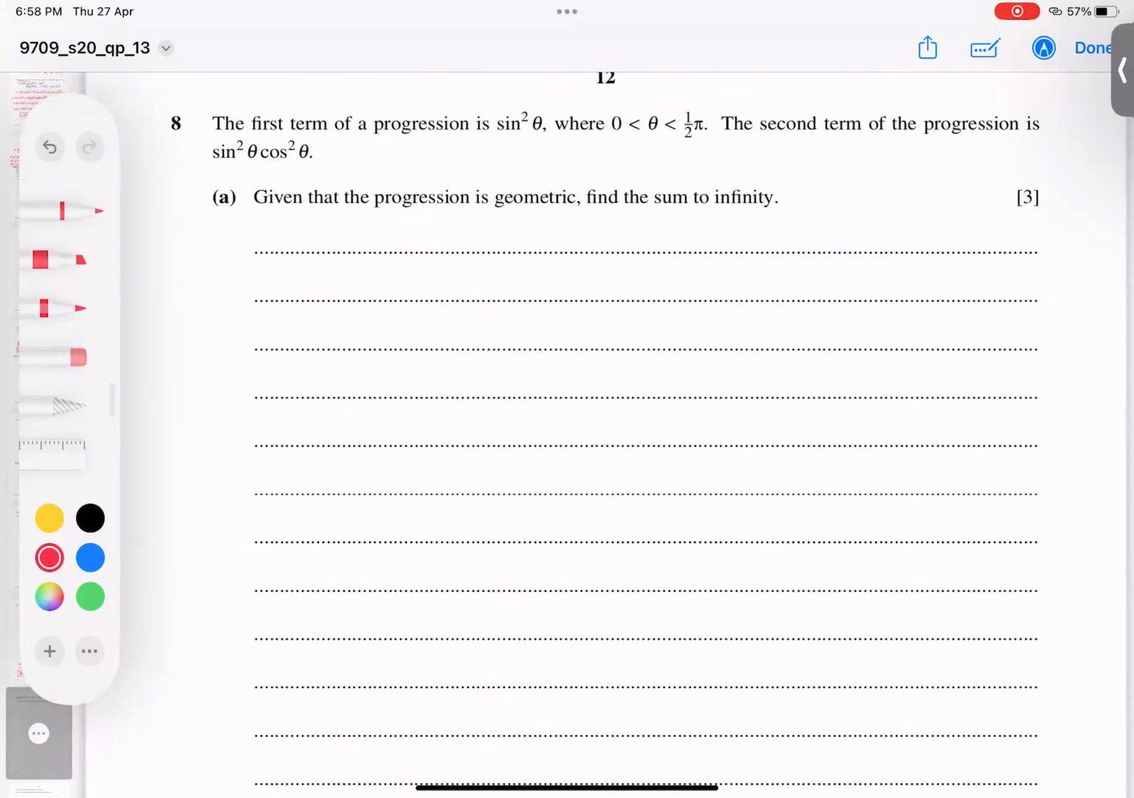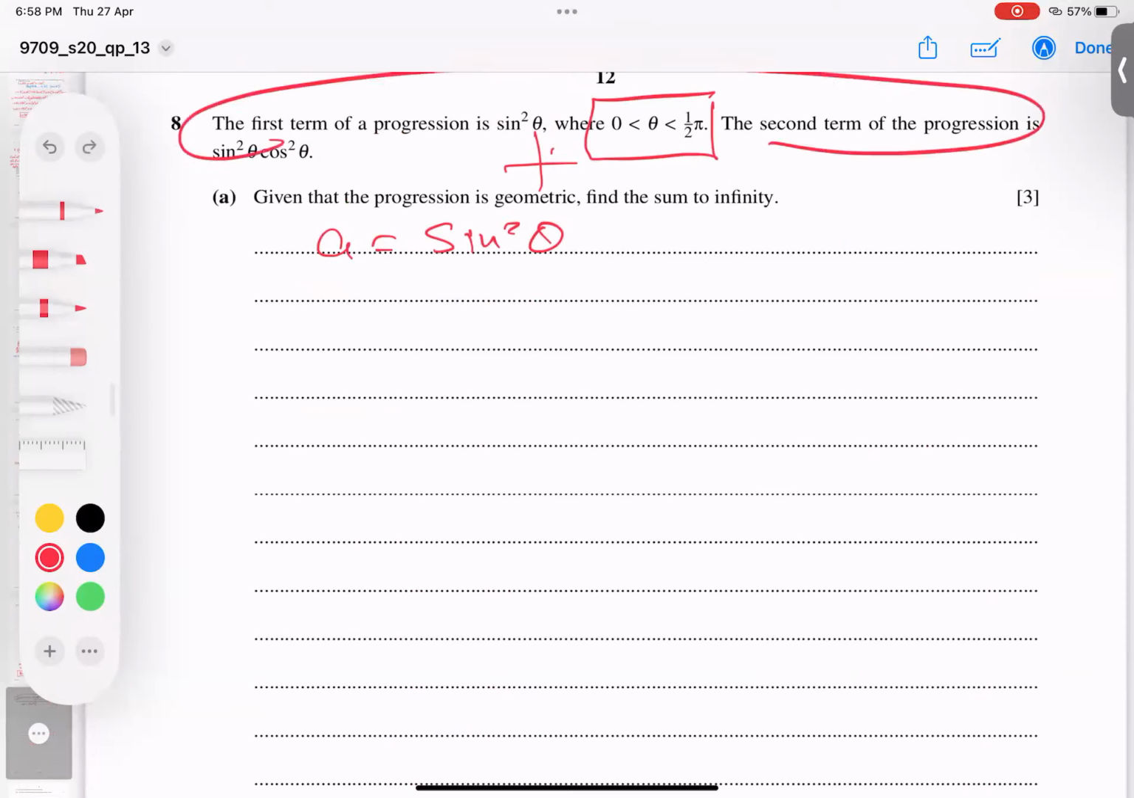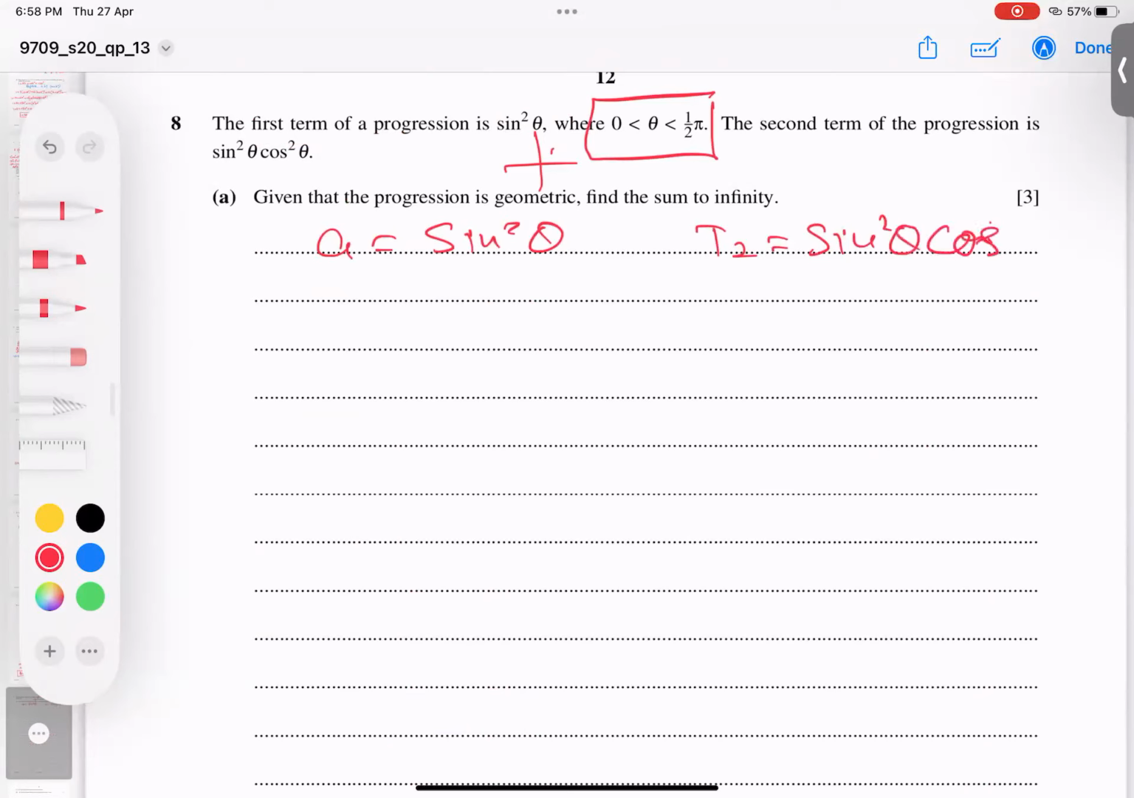The question says the first term of the progression is sine square, so A is sine square. And he said that it is in the first quadrant, this means we take all in the first quadrant. The second term of the progression is T2, where T1 is the first term. T2 is coming what here? Sine square into cos square.